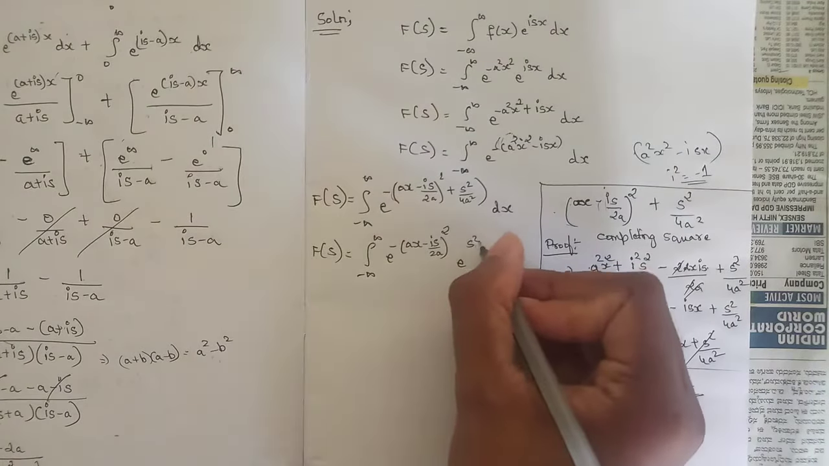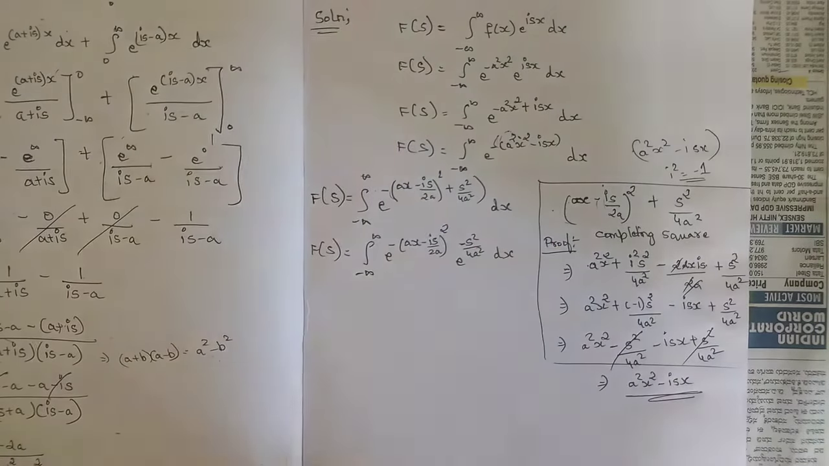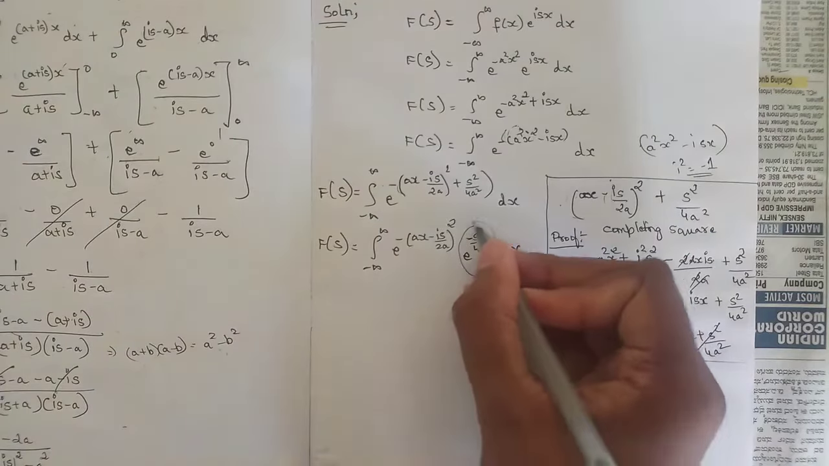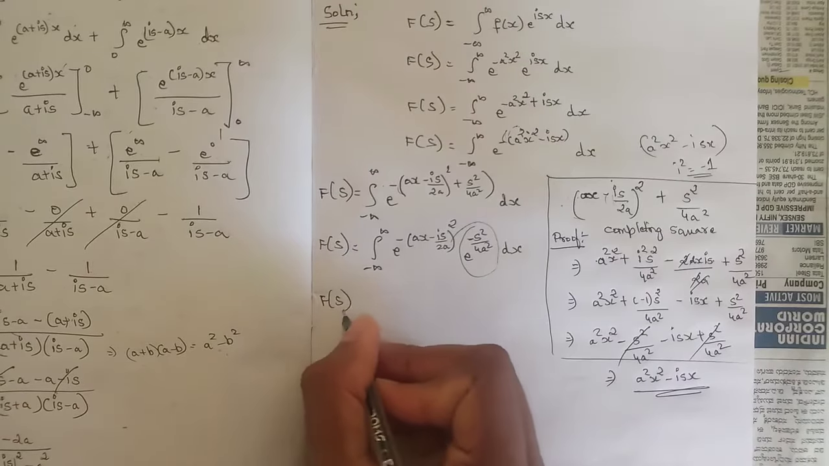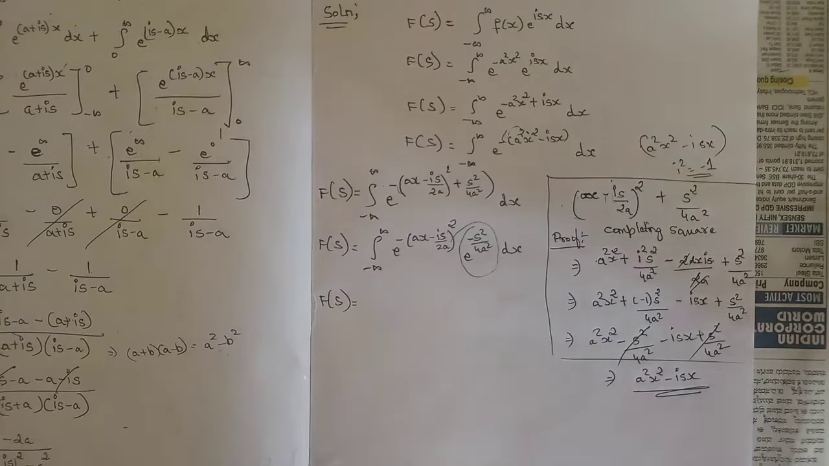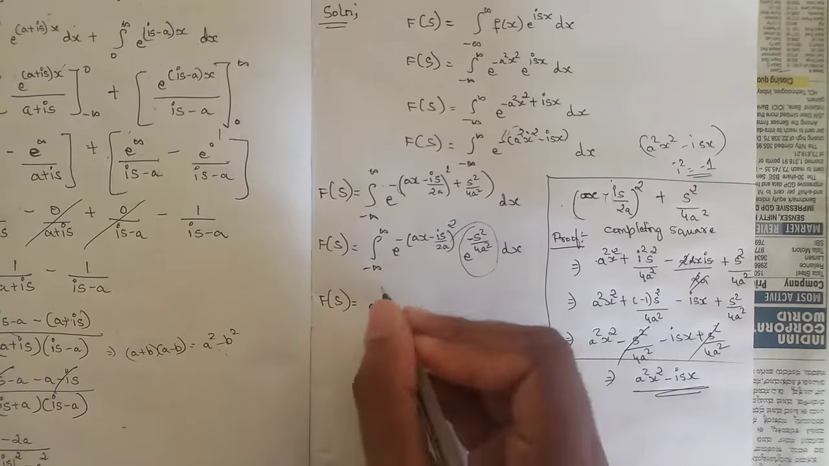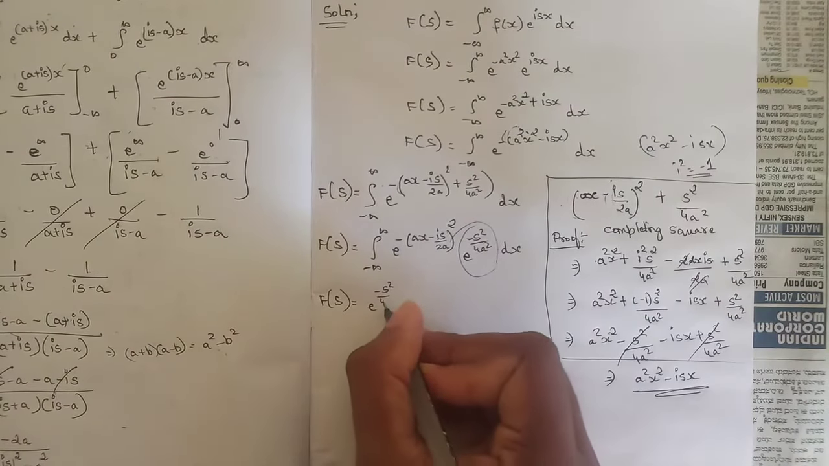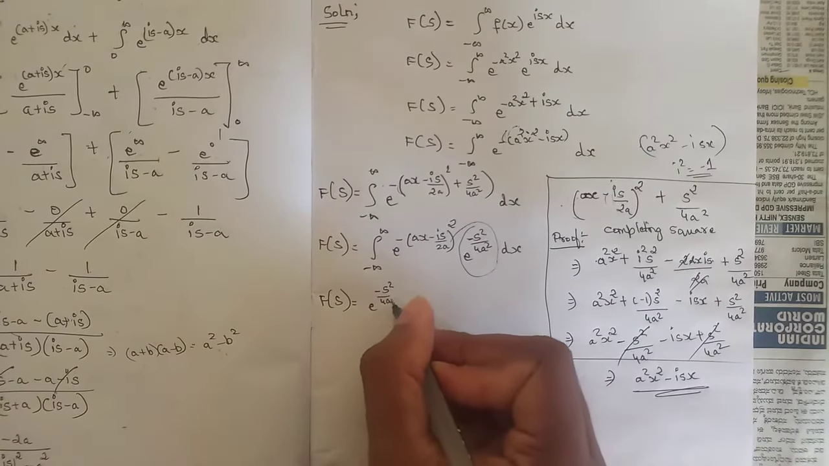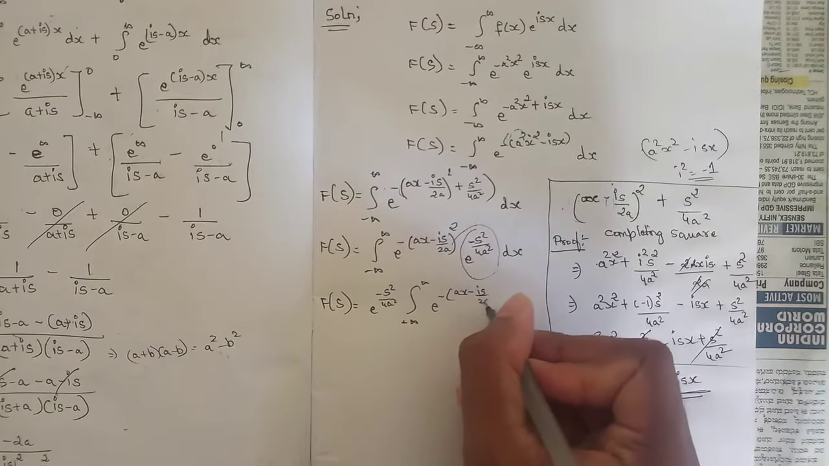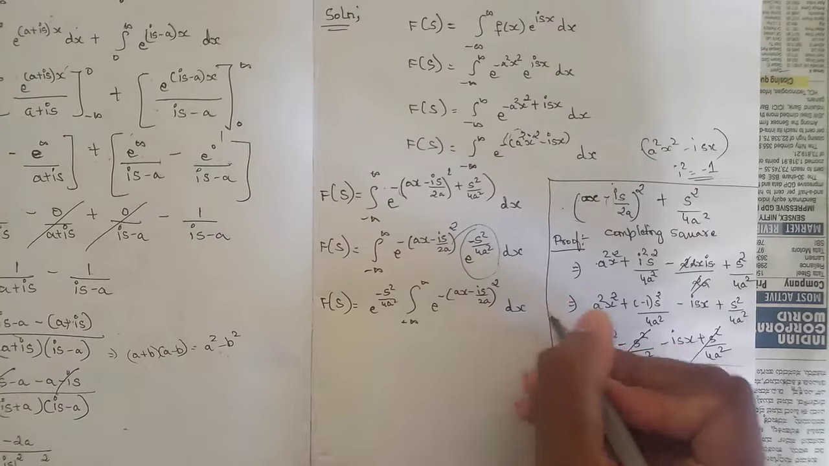Sorry, minus is there, right? So minus gets added up by 4a square into dx. Now this term is there, right? Let's take it outside as a constant term. In order to make our problem easier, I'll tell you how it will be easier for us. Take this term outside of the integral, that is e power minus s square by 4a square into the integral from minus infinity to infinity e power minus of ax minus s by 2a the whole square into dx.